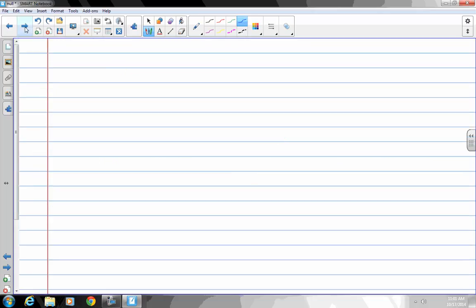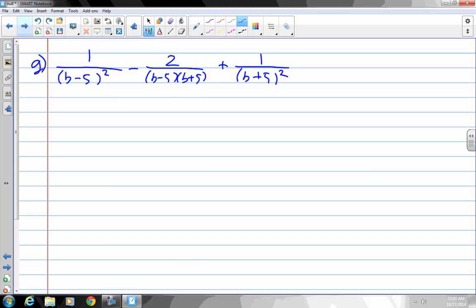So the next one. Again, I'm going to write it while factoring. Well, 1 over b minus 5 squared. b minus 5 squared is already factored. How about the middle one? Can I factor the middle one? That's right, b minus 5, b plus 5. And the last one is factored.